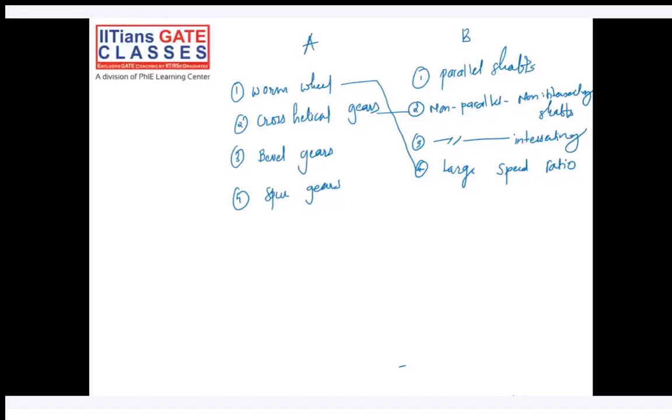Then bevel gears, we know, are used for non-parallel intersecting shafts, not necessarily 90 degrees. Remember, if we have a 90 degree angle and both the gears, pinion and gear, are of the same size, we call it a miter gear. That is a special type of bevel gear. But in general, if we have non-parallel shafts, then also we call it bevel gears. Most of the time we see figures with a perpendicular axis for bevel gears, but that doesn't mean they are used only for perpendicular shafts. They are used for any intersecting shafts. And spur gear, we already know, is for parallel shafts. Okay, let me give you another question.